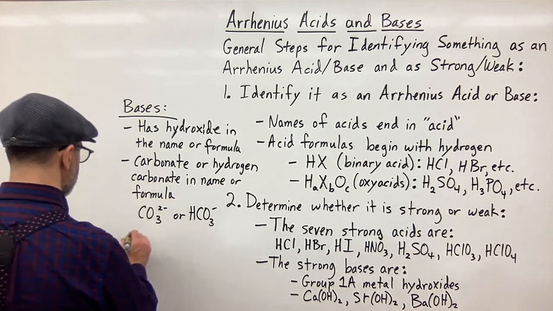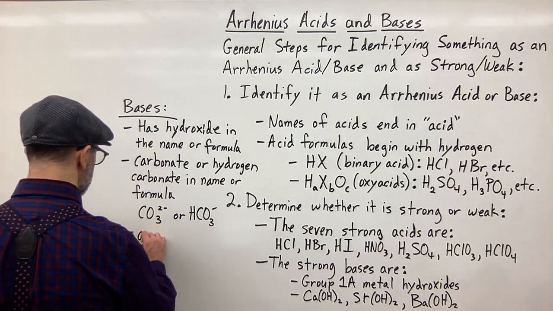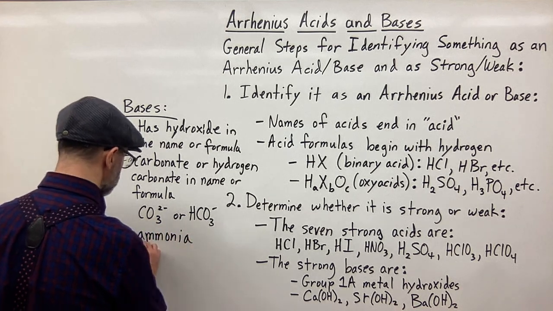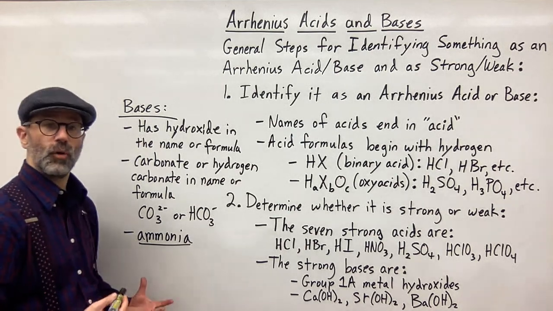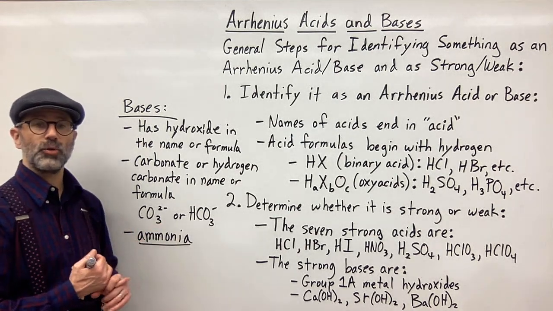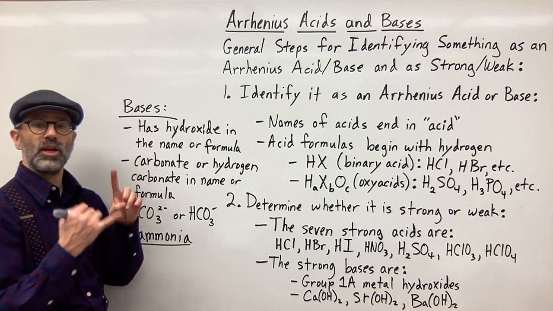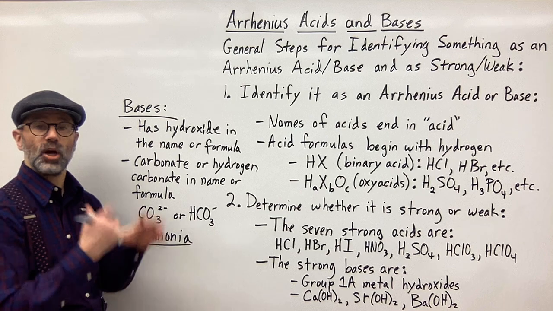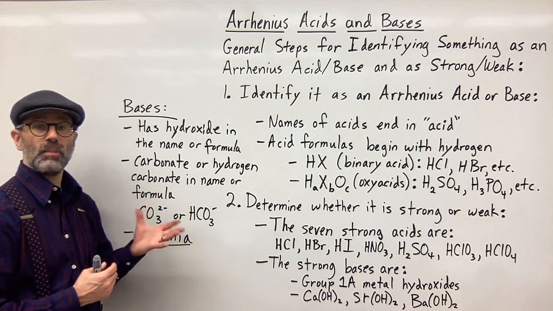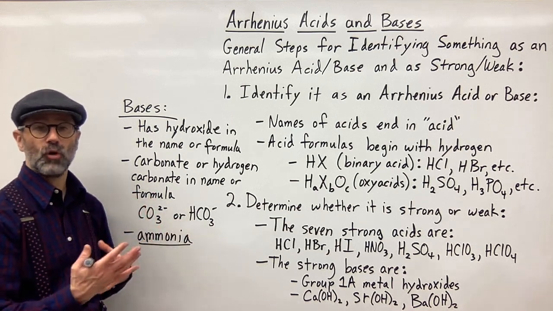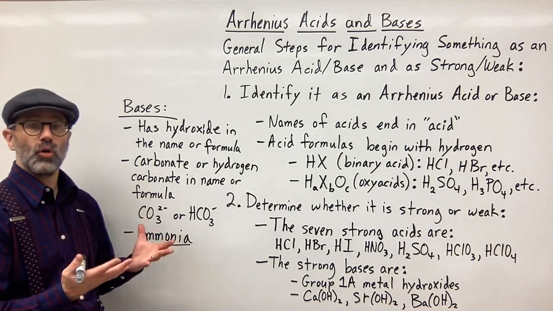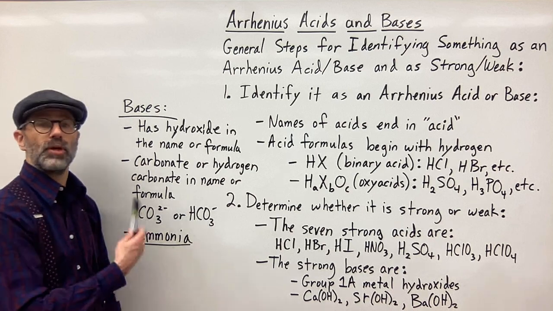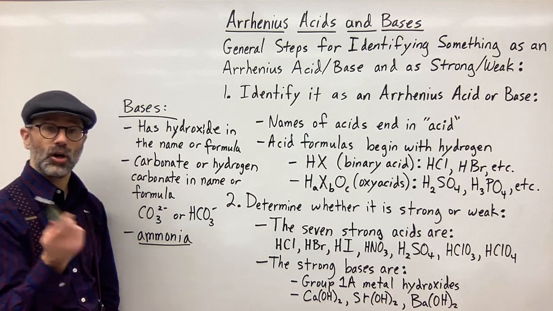And then finally, ammonia is going to be a base. So those would be the three that I would look for. So does it have hydroxide in the name or hydroxide in the formula, OH minus? Does it have carbonate or hydrogen carbonate in the name or the formula? If so, then those are considered bases. And ammonia, if you're given ammonia, is going to be a base, as we saw earlier.